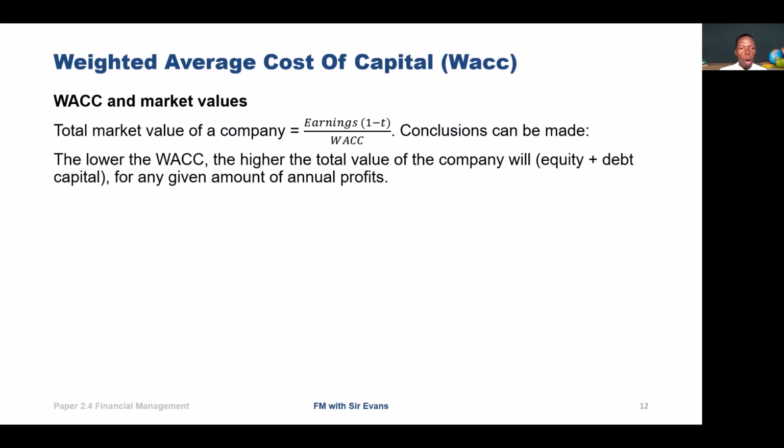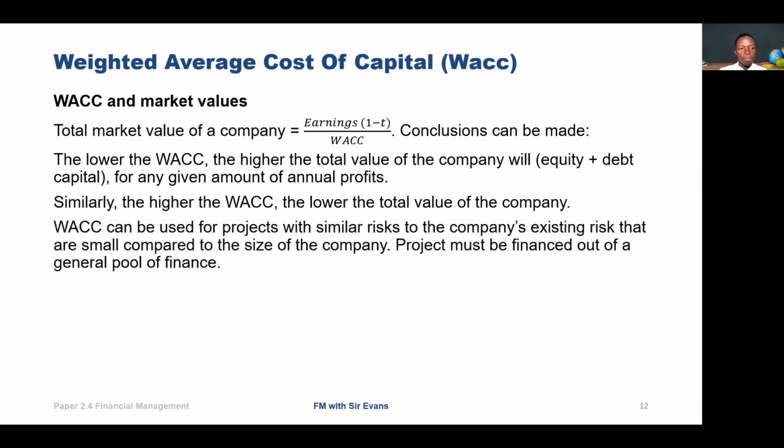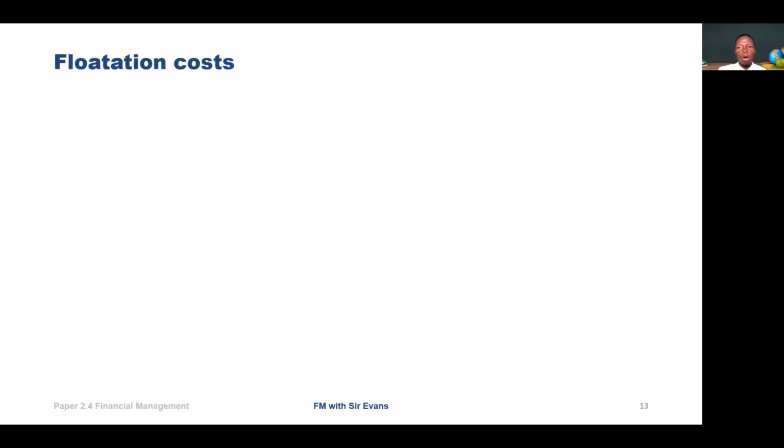So the lower the WACC, the higher the total market value of the company for any given amount. The higher the WACC, the lower the market value of the company. So at each point, we are looking at how we can reduce the weighted average cost of capital to give us a higher market value. Weighted average cost of capital can be used for projects with similar risks to the company's existing risks that are small compared to the size of the company, and the project must be financed out of a general pool of finance. Flotation costs are costs which we incur if we want to issue new securities.